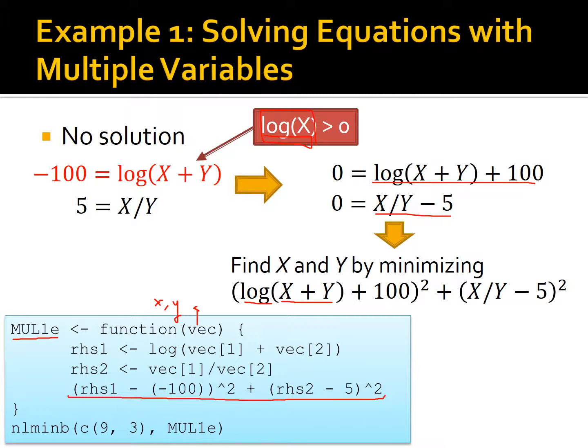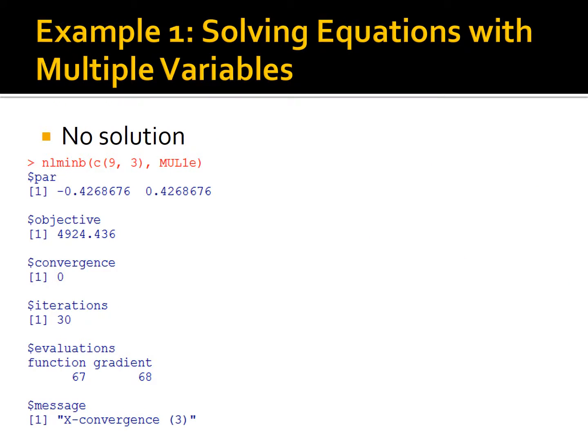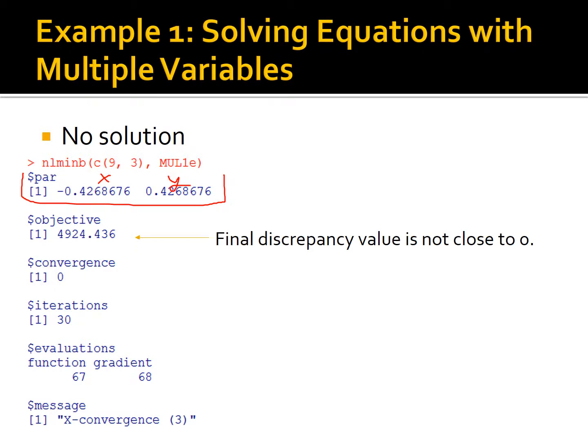So I use nlminb. The starting value is 9 and 3, and the function I use to minimize is mul1e. You see the result. Okay, nlminb will provide an answer anyway. So there is x and there is y. However, if you see the resulting discrepancy value, it is not close to 0 at all. So you cannot find the solution. Okay?